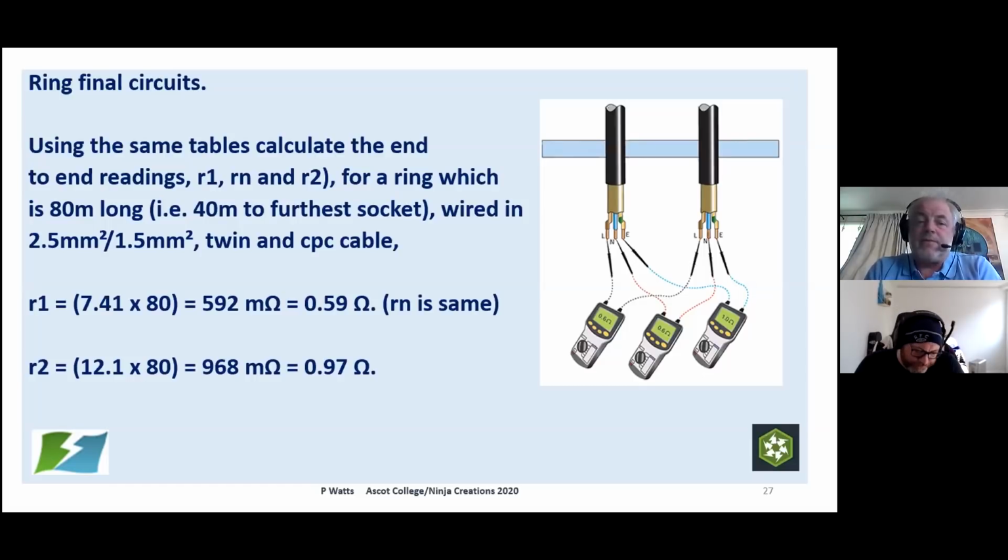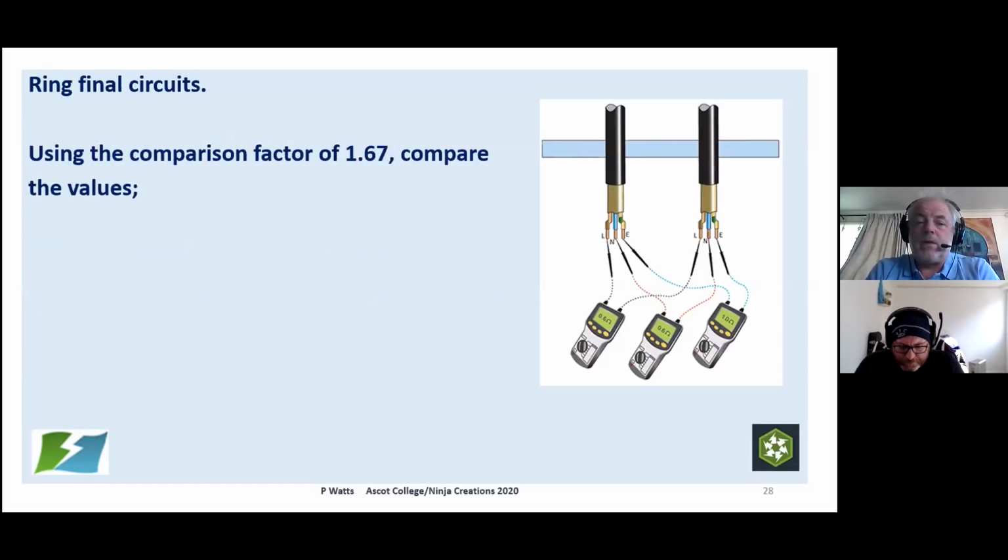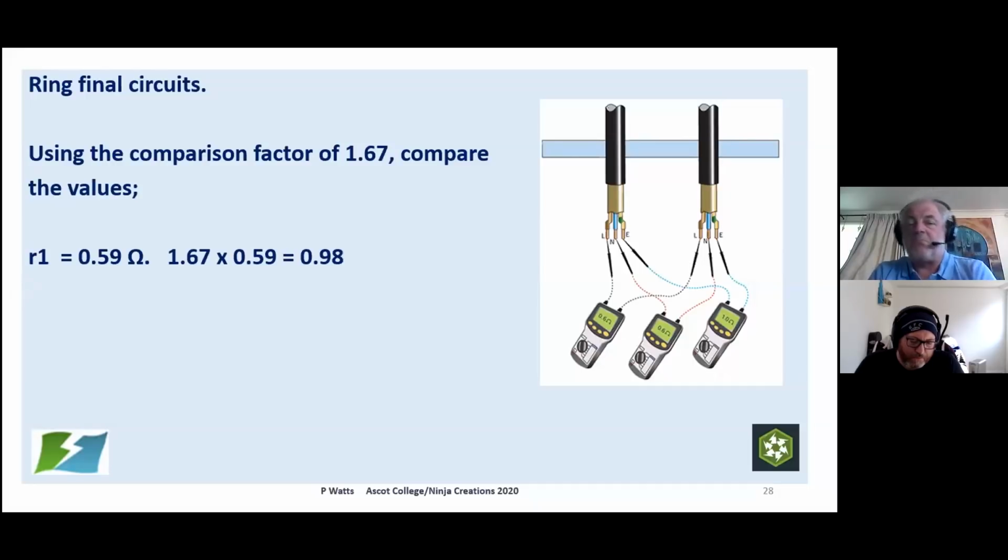Use the comparison factor. Compare the values. Well, little r1, 0.59. Multiply that by 1.67, comes out at 0.98. So yes, the comparison factor indicates that we've got the right sort of figure. Little r2, when we measured it, was 0.97. So that looks okay.